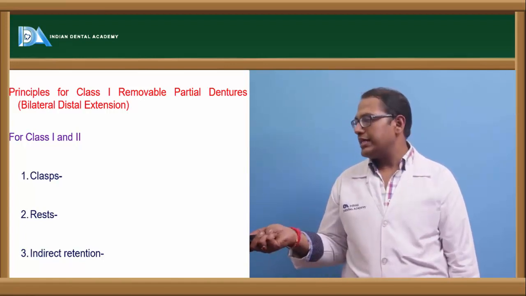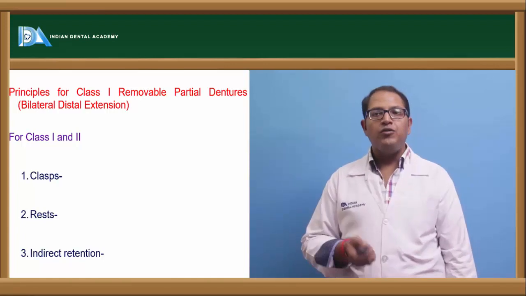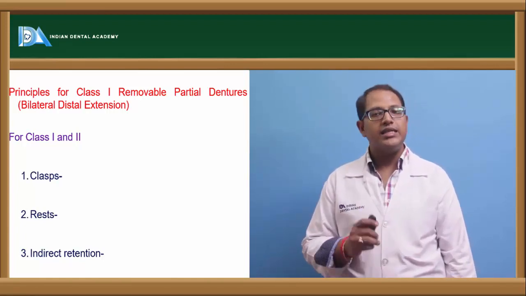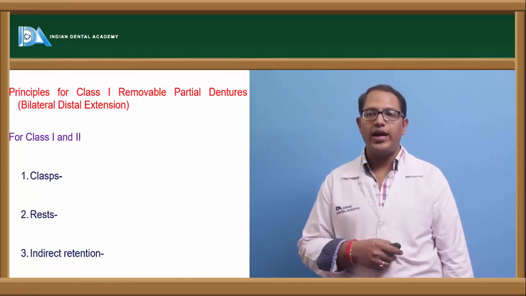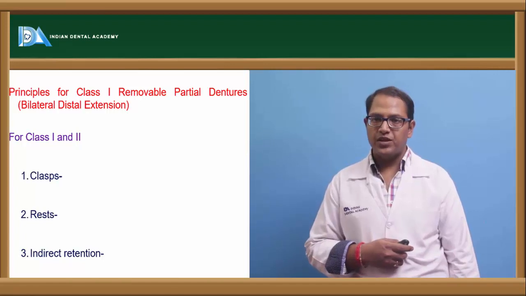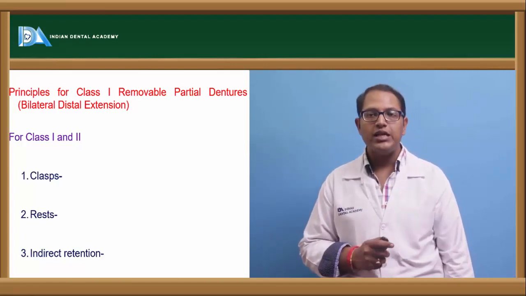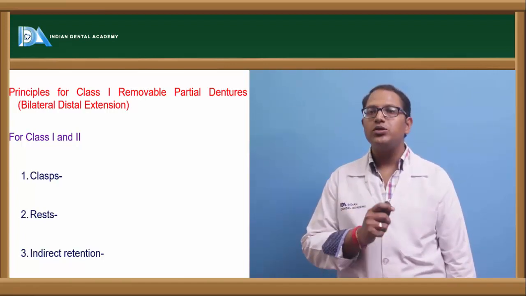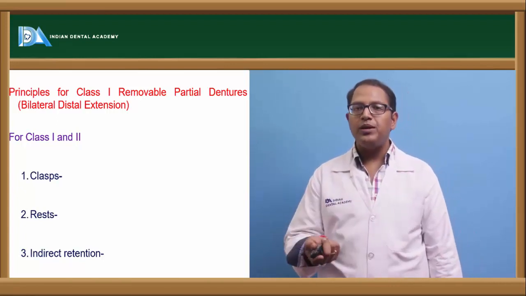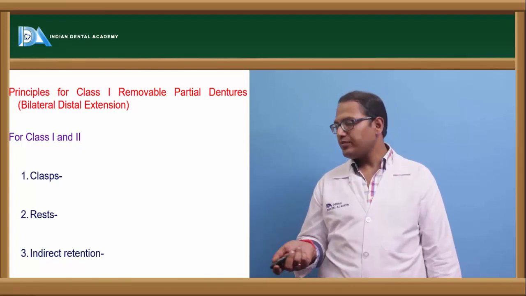Coming to the rest, how should it be? For maximum possible support, we have to design the rest for the direction of stress along the long axis of the teeth. It should always be placed on the tooth adjacent to the edentulous area. But which side, mesial or distal? It should be on the mesial side.